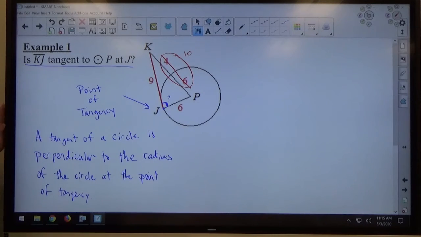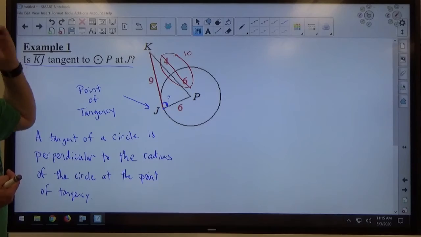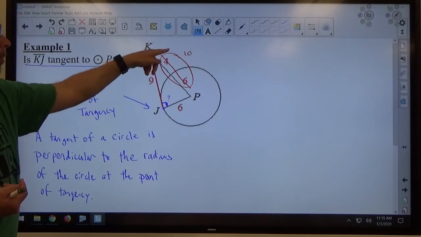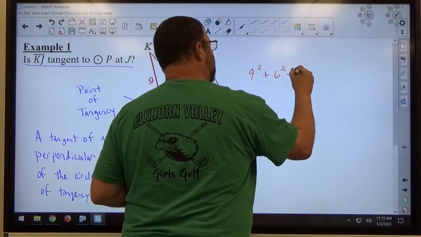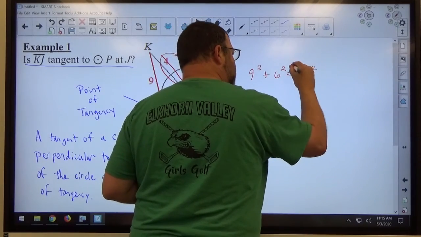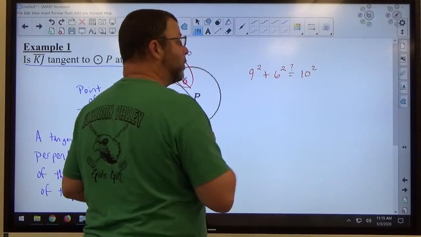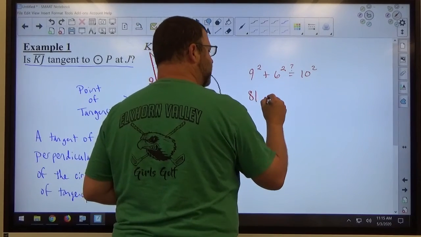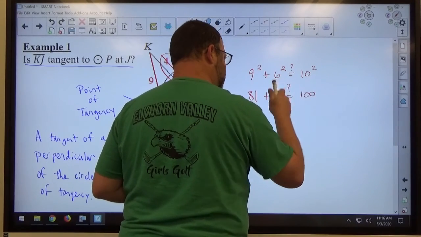Also, if it's a right triangle, then the Pythagorean Theorem would work. So the basic plan is to apply the Pythagorean Theorem to these three sides: leg, leg, hypotenuse. I'm going to question whether or not the sum of these two squares equals that square. So if we try that out, 9 squared plus 6 squared equals 10 squared, maybe. Oops, question mark in the wrong spot. The question mark goes over the equal sign because we don't know this. If we square everything out, 9 squared is 81, 6 squared is 36, and 10 squared is 100, question mark.